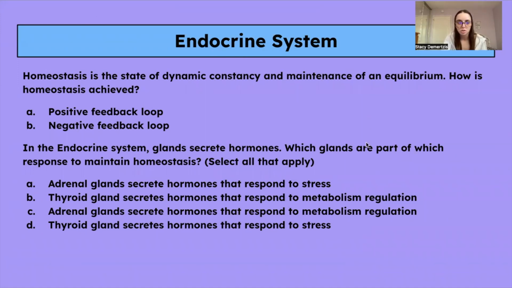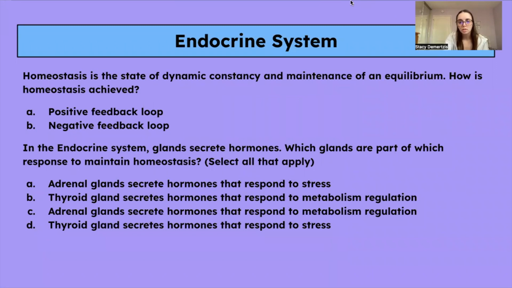So I already see some answers in the chat. B, negative feedback loop. Yes, absolutely. A negative feedback loop is whenever there's a change in our internal systems, a change or a deviation from the set point, we want a response within our body to bring it back to the set point, so in the opposite direction. So let's think about an example with the endocrine system.